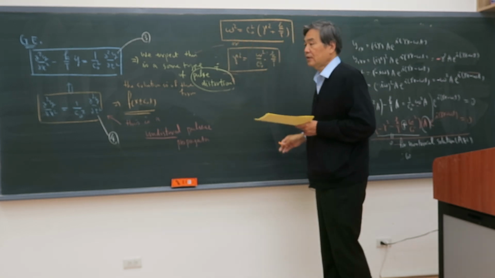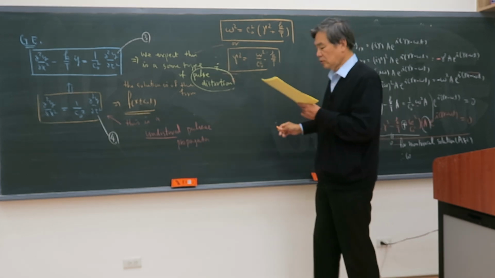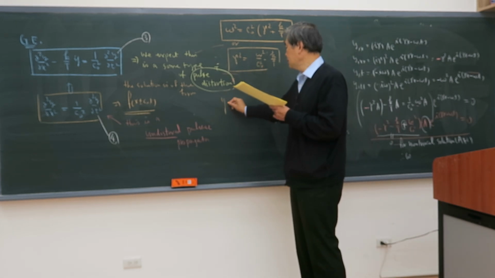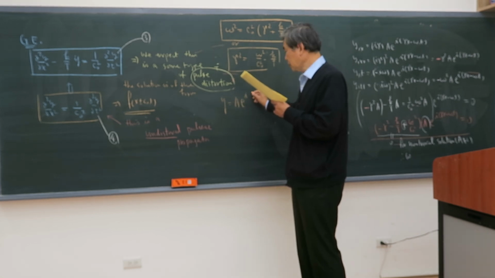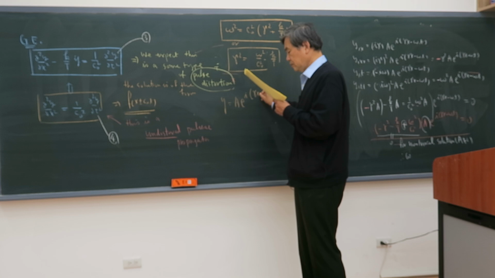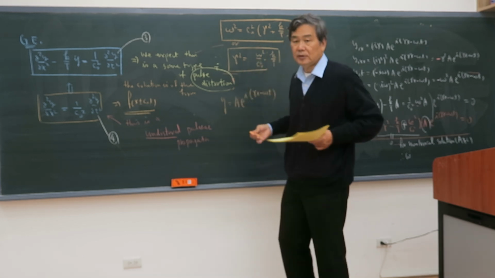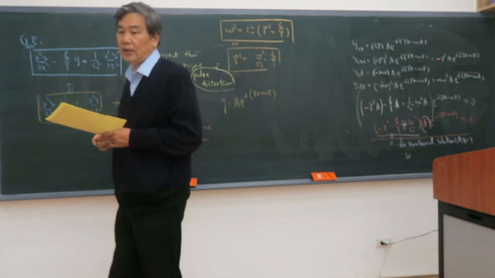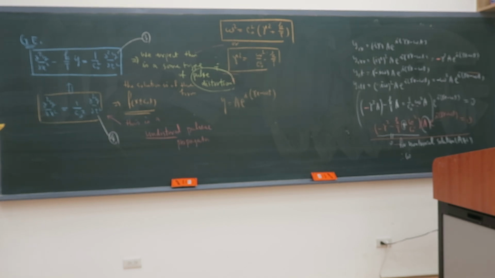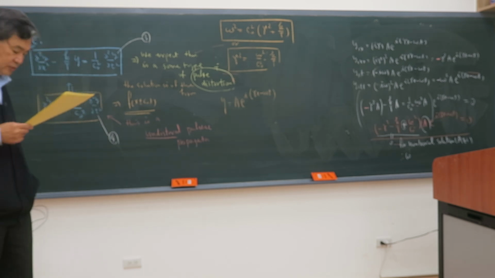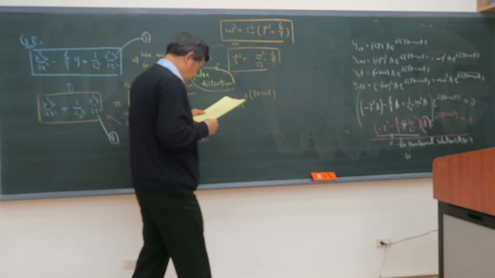We have to satisfy this if we have a solution of y equal to A e to the i gamma x minus omega t. So this is a requirement between gamma and omega that they have to satisfy. If I want a solution of this form, there's a requirement for the two parameters. Okay.